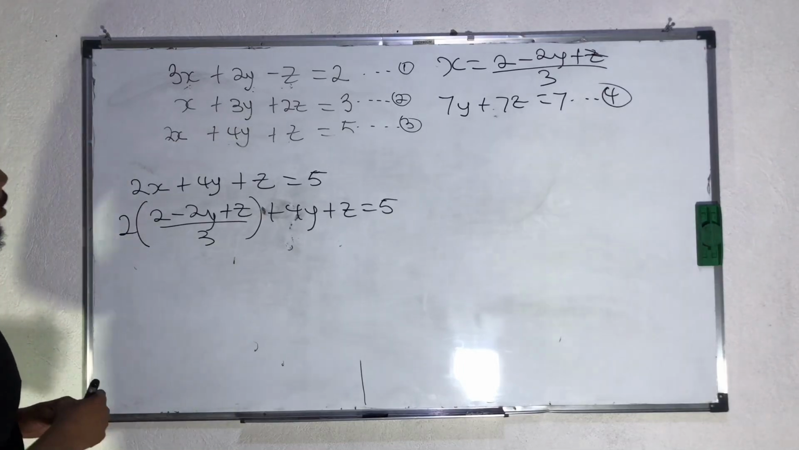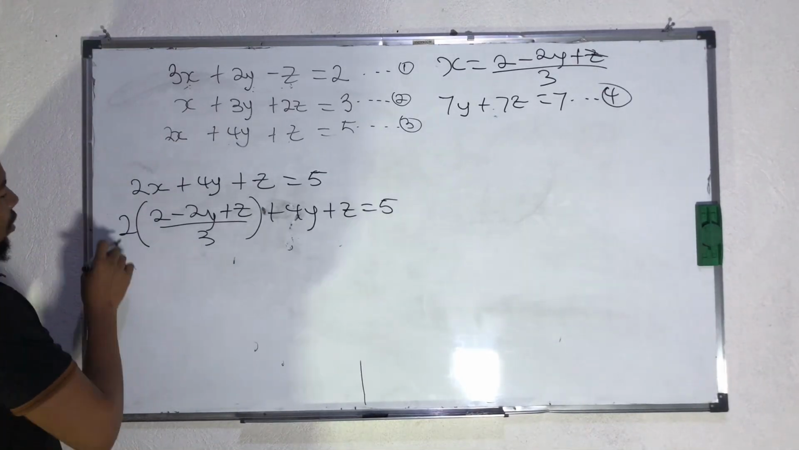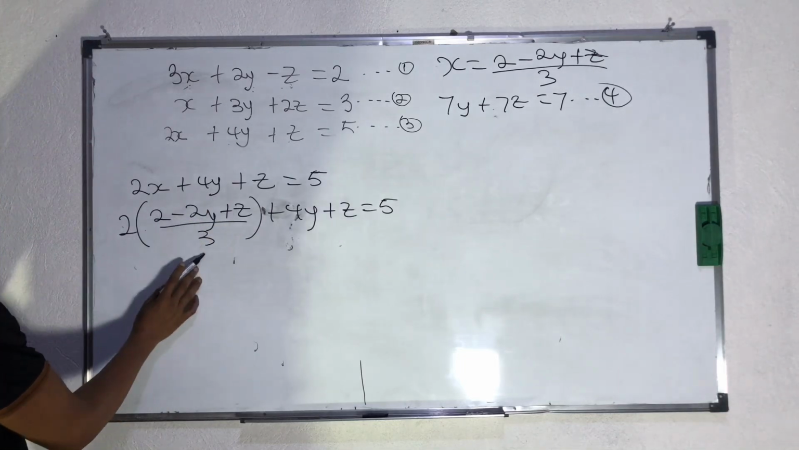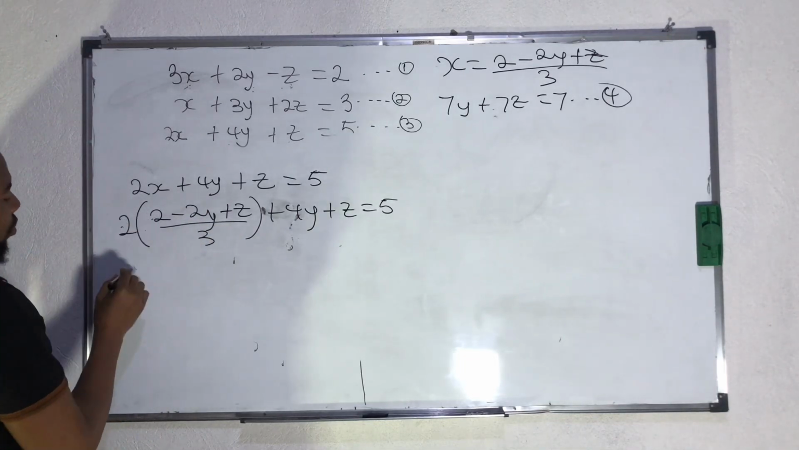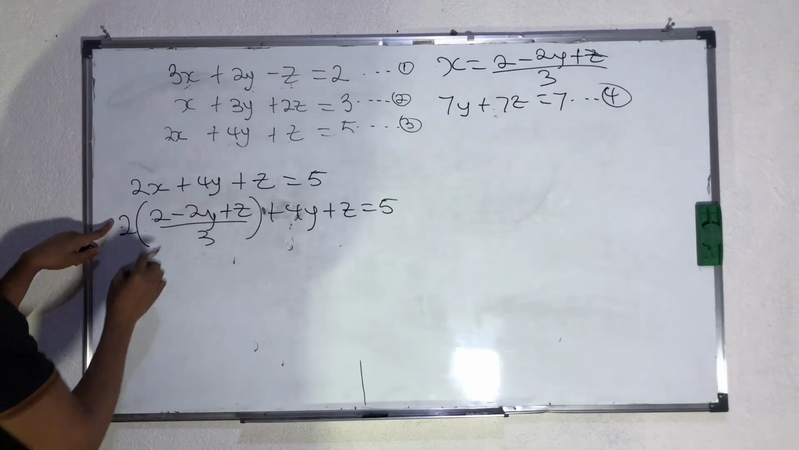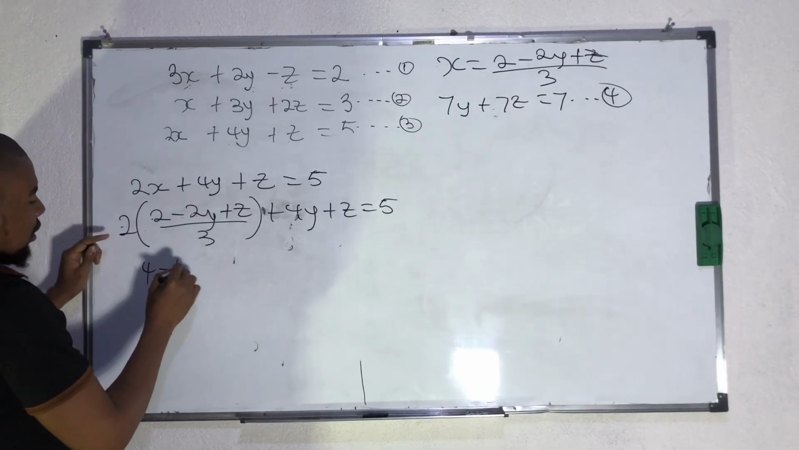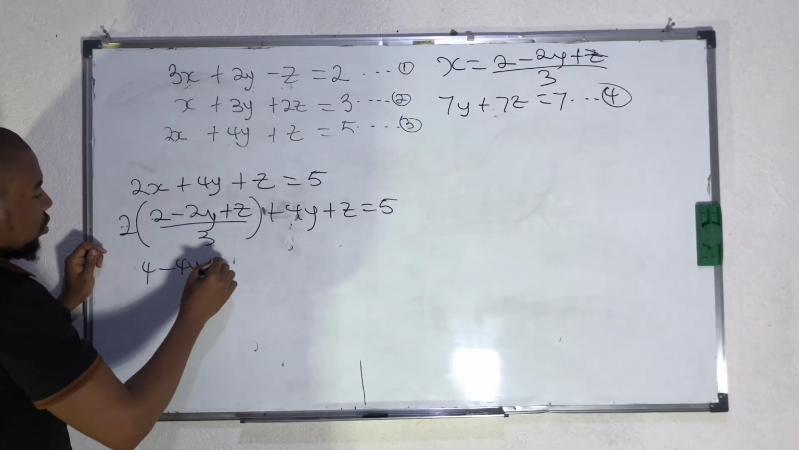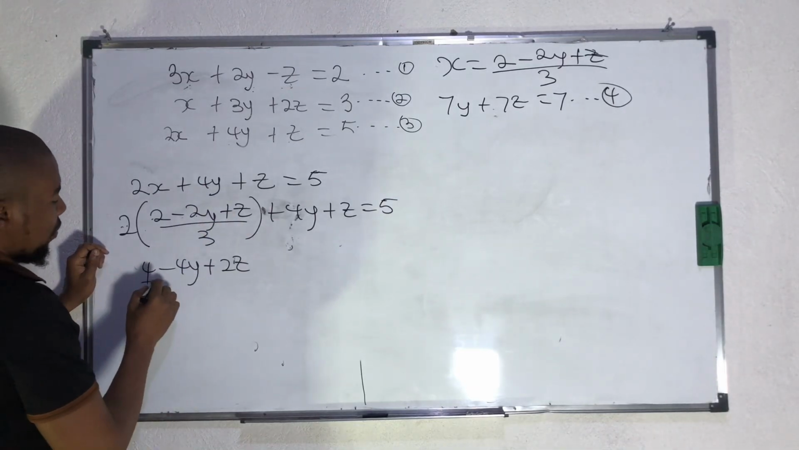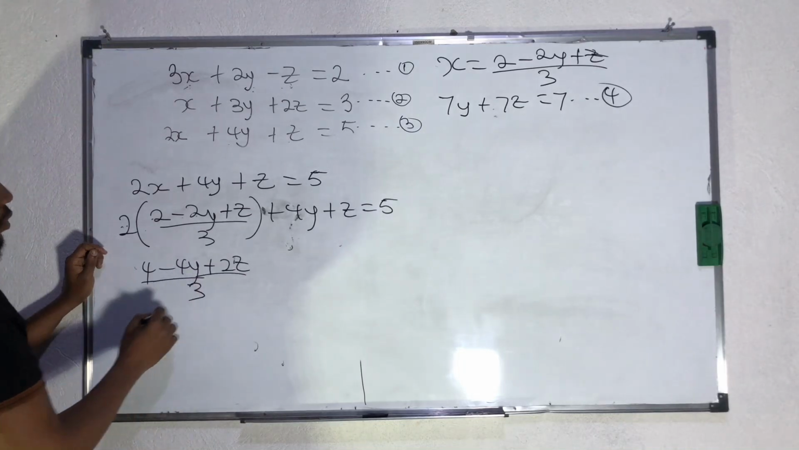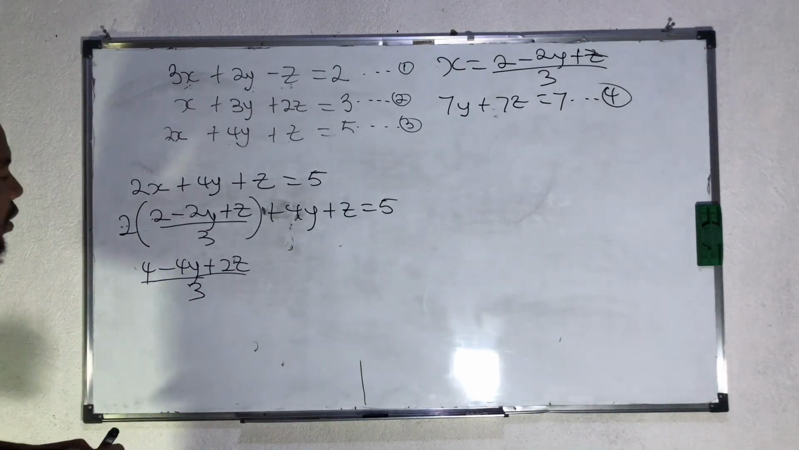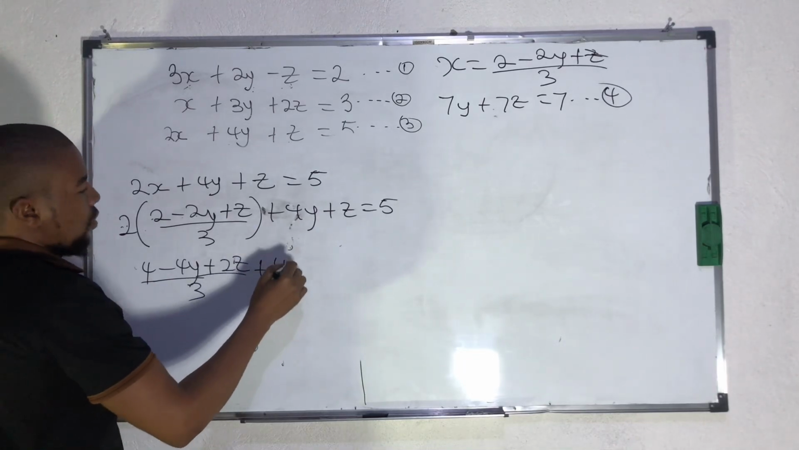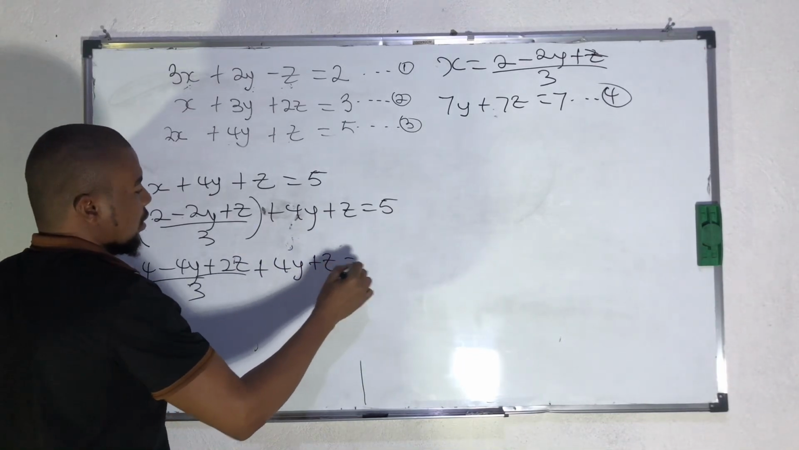Next up, let's simplify this expression. This 2 multiplies everything in the bracket. It only affects the numerator, not the denominator. 2 times 2 will give you a 4. 2 times negative 2y will give you negative 4y. 2 times z will give you plus 2z over 3. I'm going to split them afterwards so that you understand better. Plus, I bring everything down here, 4y plus z is equal to 5.